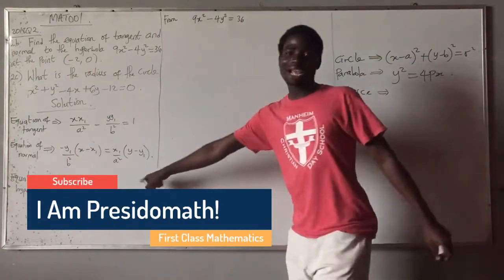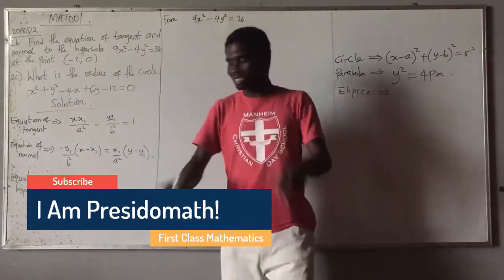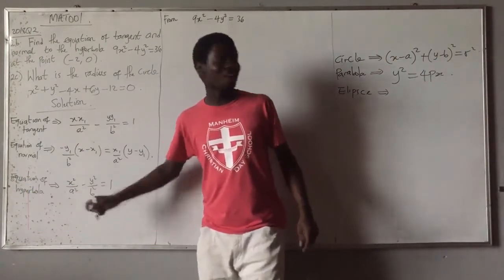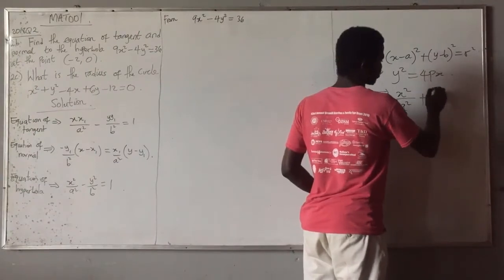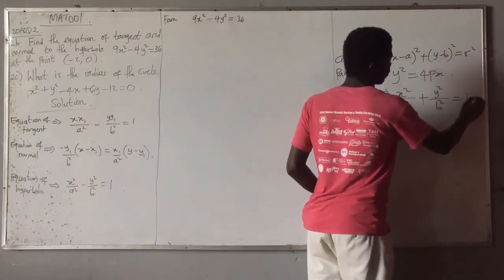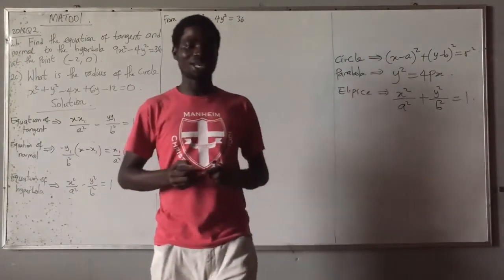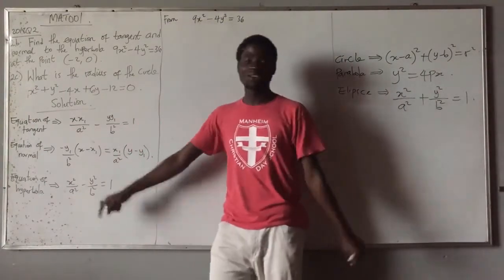So, ellipse looks like a hyperbola. The only difference is that in ellipse you have plus. You have x squared over a squared plus y squared over b squared equals 1. That's for ellipse. Then minus is for hyperbola.